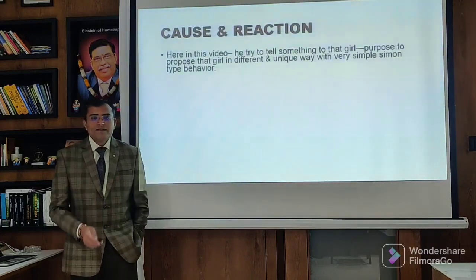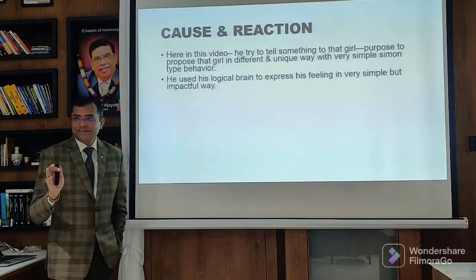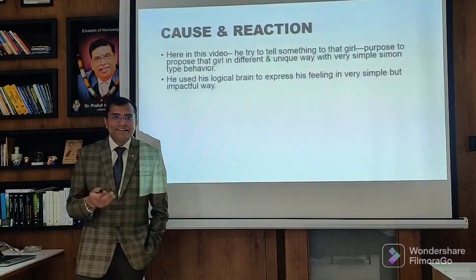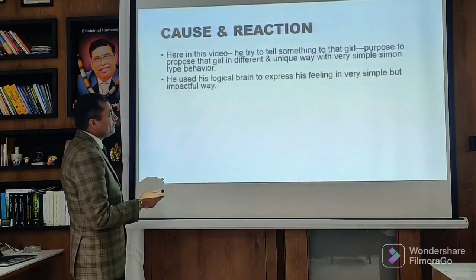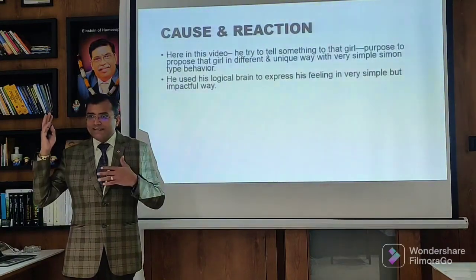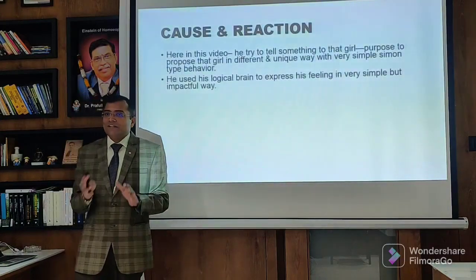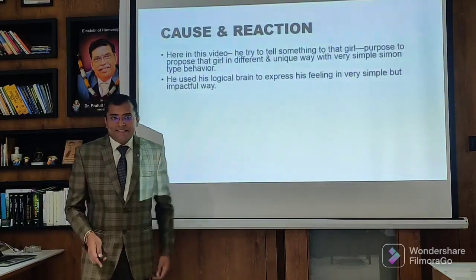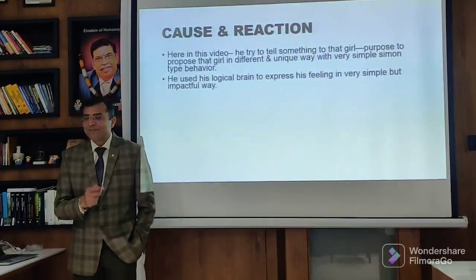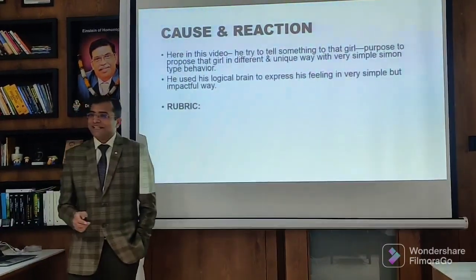So he used his logical brain to express something. He used his brain, na? So he used logical brain to express his feeling. You know, feeling is from right brain, but he used left brain. And it's a very simple but very impactful way. So what could be the possibilities? Now the rubric. This is our exercise. So what could be the rubric?